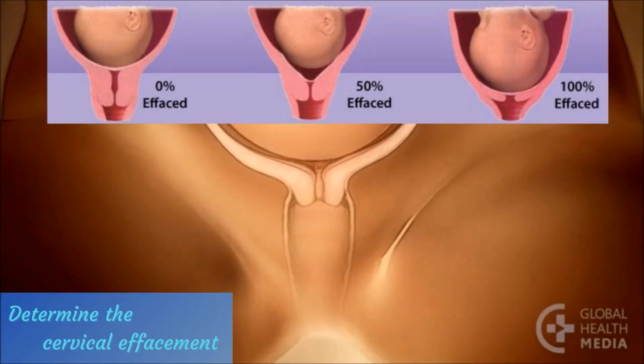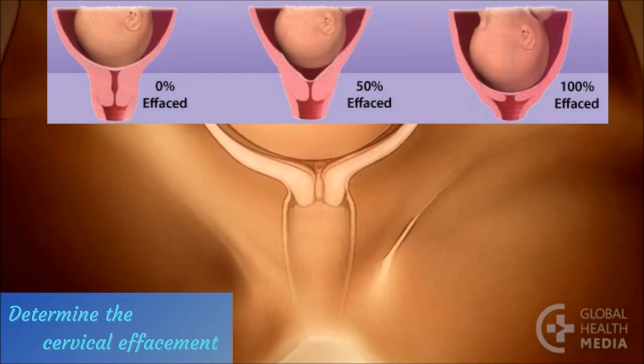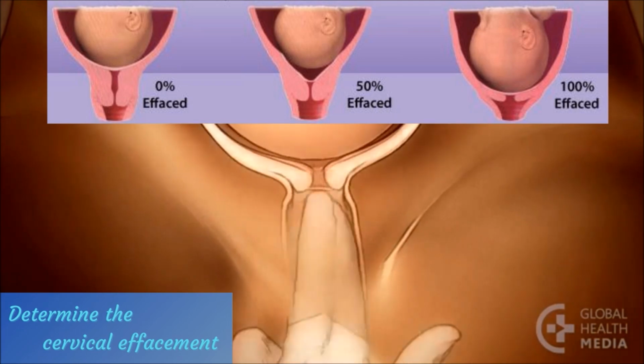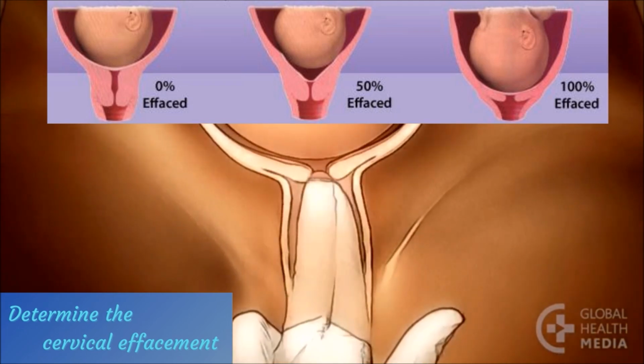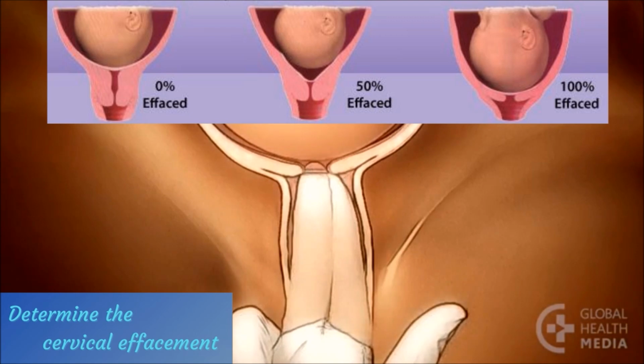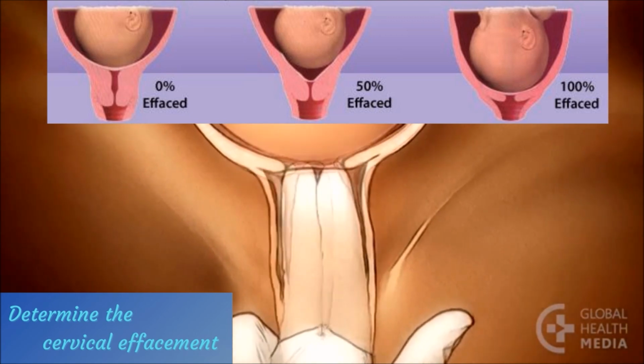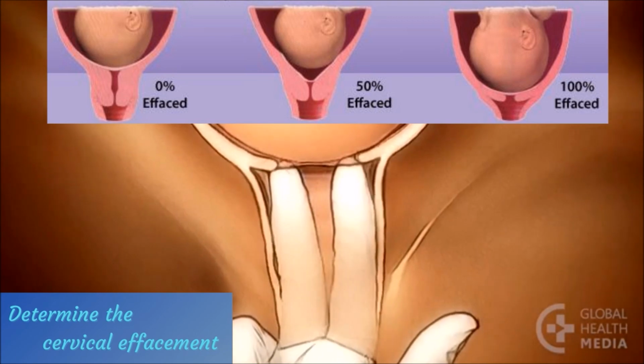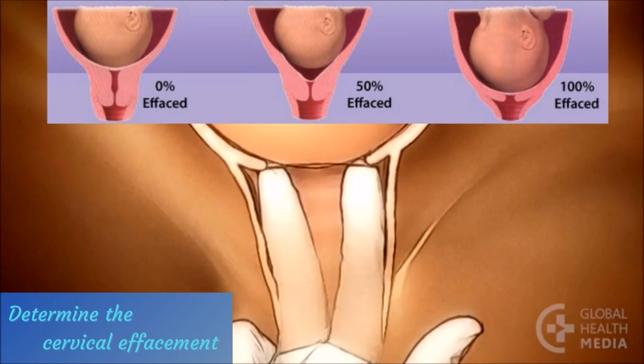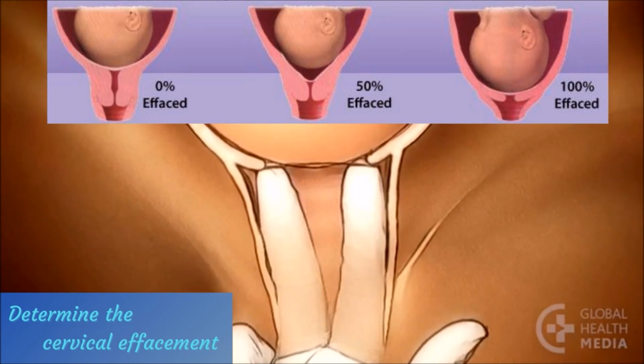The degree of cervical effacement is usually expressed in terms of the length of the cervical canal compared with that of an uneffaced cervix. When the length of the cervix is reduced by 1/2, it is 50% effaced. When the cervix becomes as thin as the adjacent lower uterine segment, it is completely effaced.